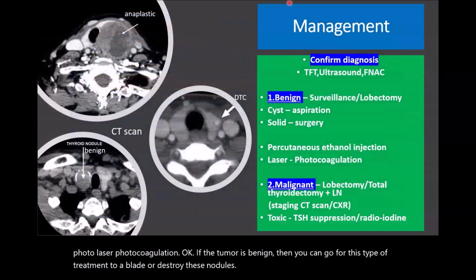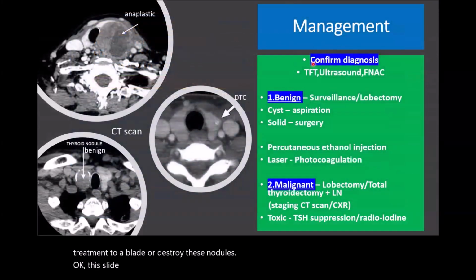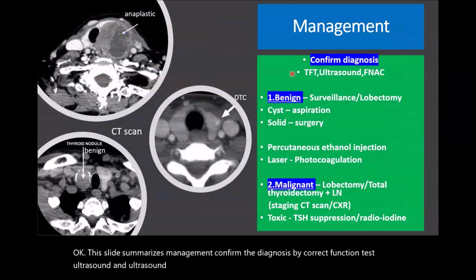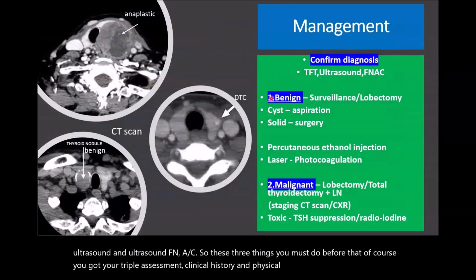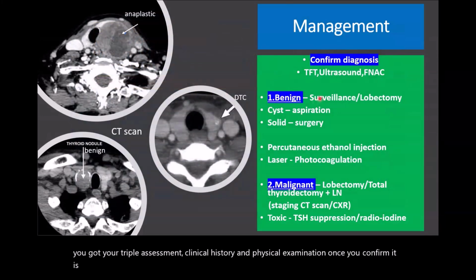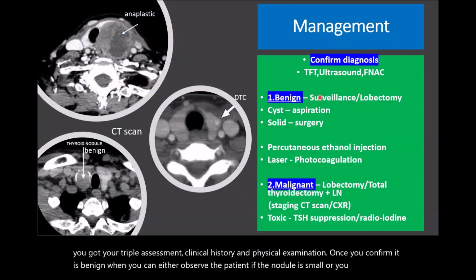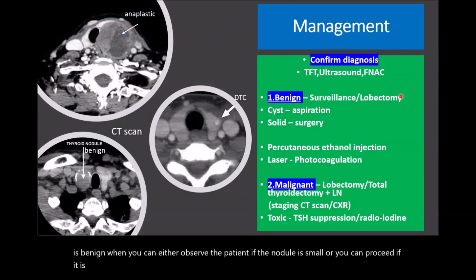Okay, this slide summarizes management. Confirm the diagnosis by thyroid function test, ultrasound, and ultrasound FNAC. So these three things you must do. Before that, of course, you have your triple assessment: clinical history and physical examination. Once you confirm it's benign, then you can either observe the patient if the nodule is small, or if it is big, you can go for lobectomy, hemithyroidectomy. If it's a cyst, you can aspirate.